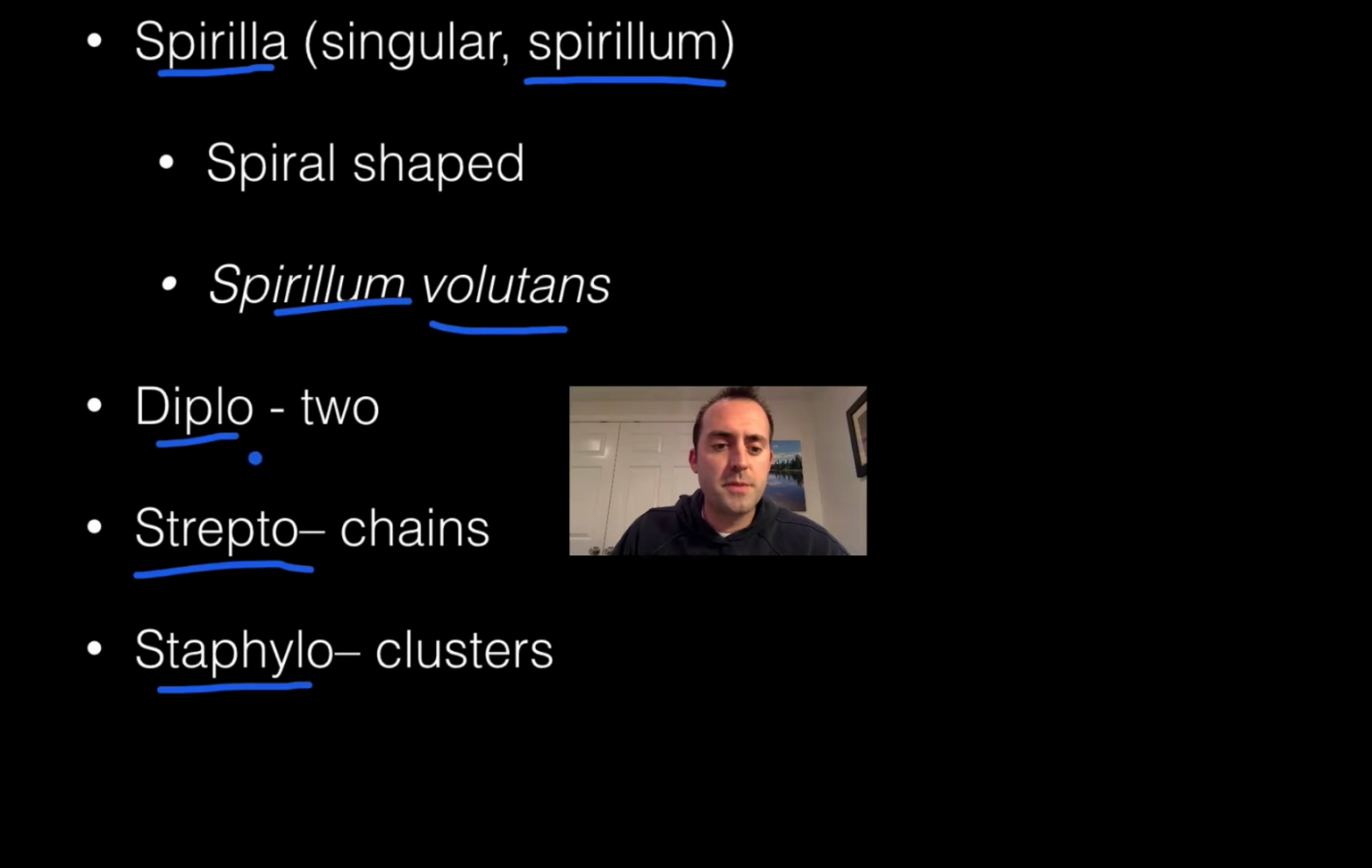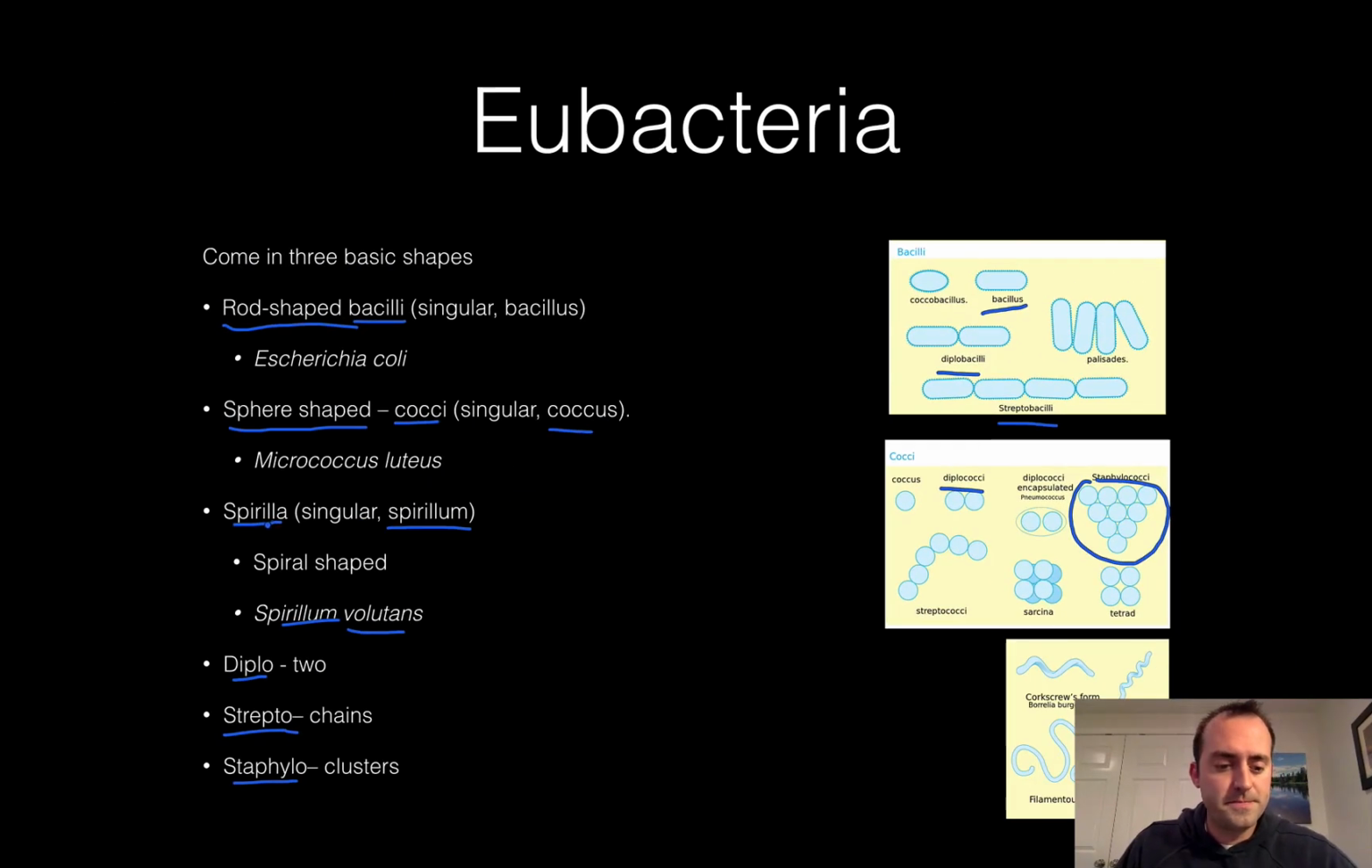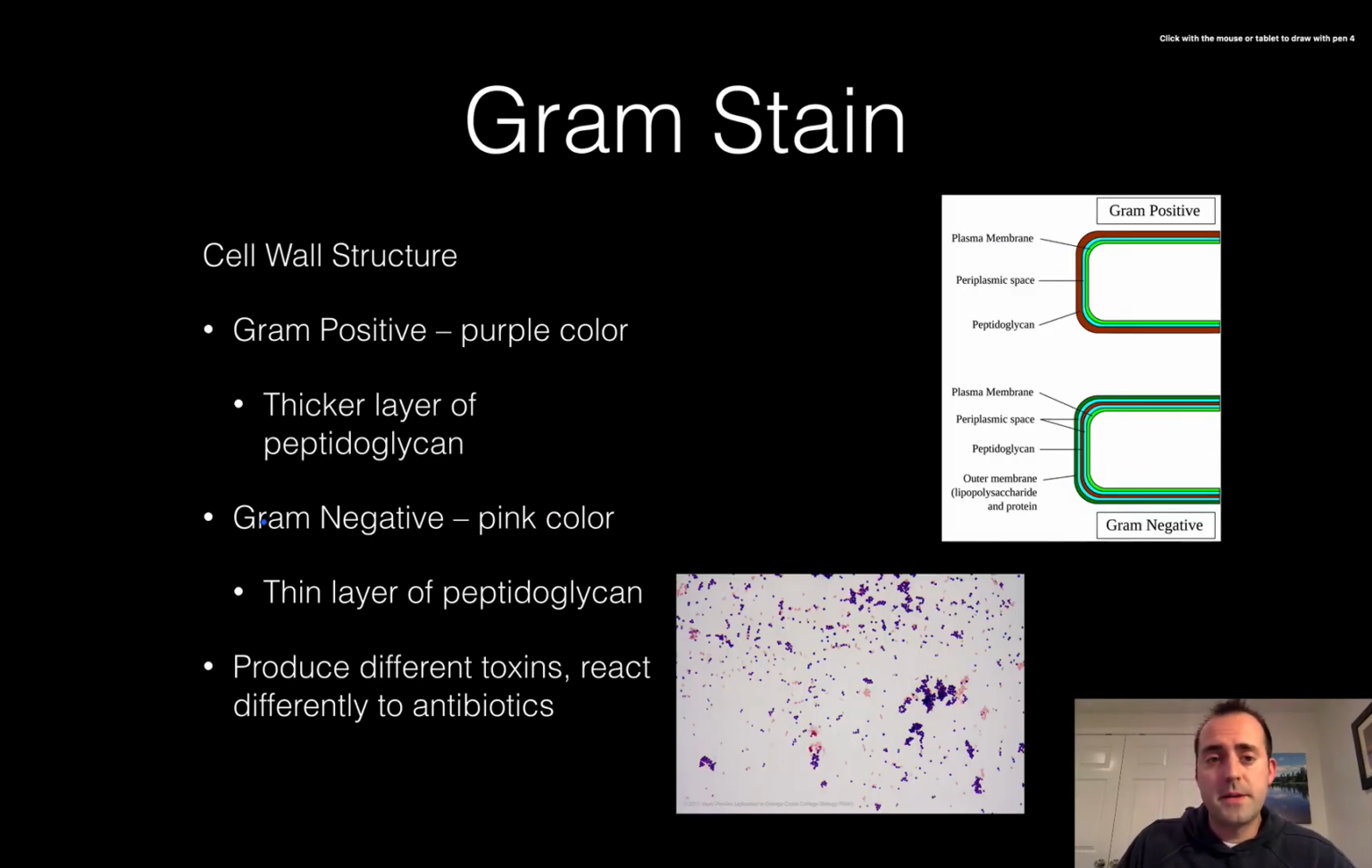We really don't use diplo, strepto, and staphylo with Spirilla. They're usually free-living or single, or they stay by themselves. Now another way we can classify bacteria cells is based on their cell wall structure.